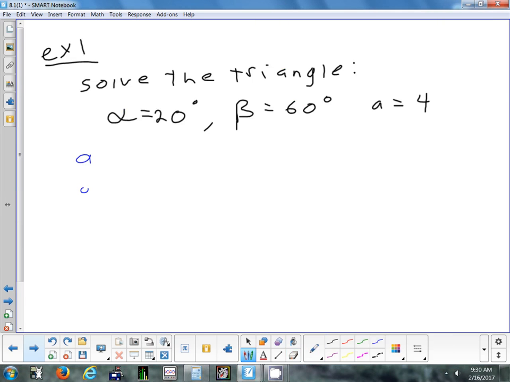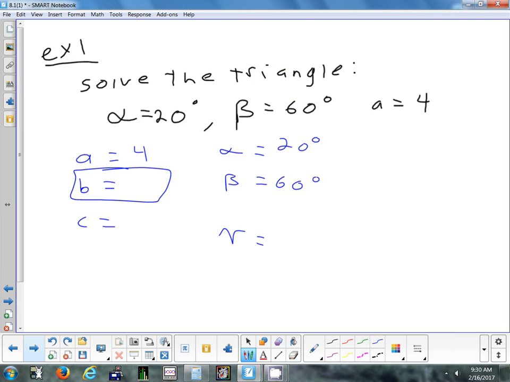Okay. First thing I usually do, just to organize all my information, is put my three sides in one column, put my three angles in the other column, and then fill in everything I know. 20, 60, 4. So I need B, I need C, and I need gamma. Anything I can find first there relatively quickly without too much work? Yep. Yeah, we can get gamma because we have two angles.